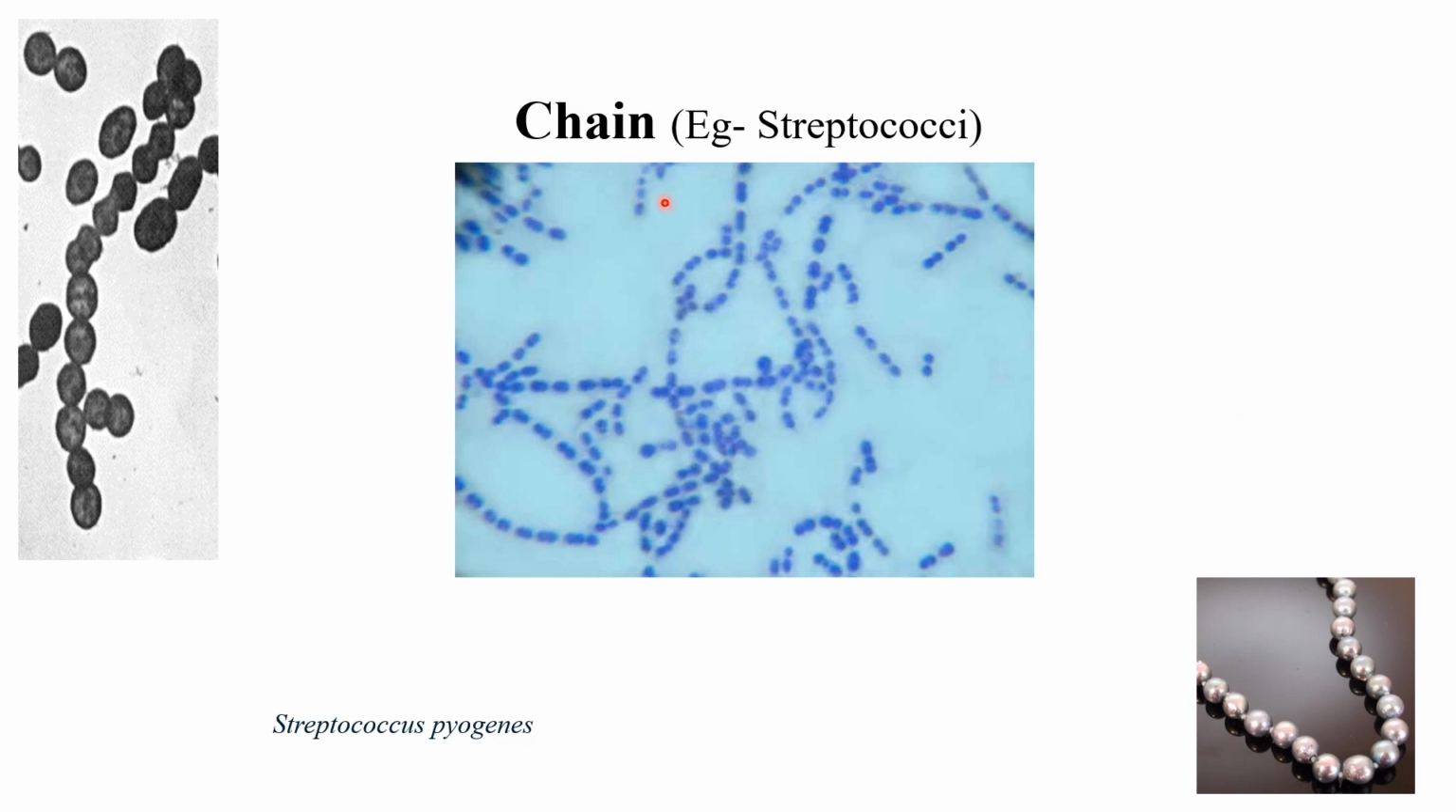Chain. That means the spherical shaped bacteria are arranged in a chain-like structure. We will call it streptococci, or cocci in chains. And this is the morphology, the gram-stained picture of Streptococcus pyogenes. That's the example. Streptococcus pyogenes are cocci arranged in chains.